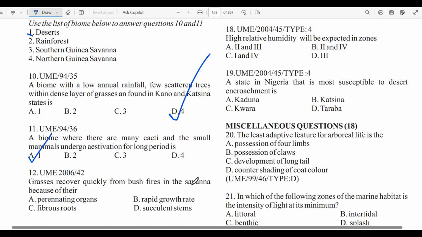Question 12. Grasses recover quickly from bushfires in the savanna because, we mentioned this, they have what is called the perennating organ. These are organs possessed by plants that enable them to survive from one growing season to the next. For example, you have the bulb, the runner, the sucker, the corm. All of these can stay on the ground until the environment becomes favorable, and then they start growing again. So the right answer to question 12 is A.